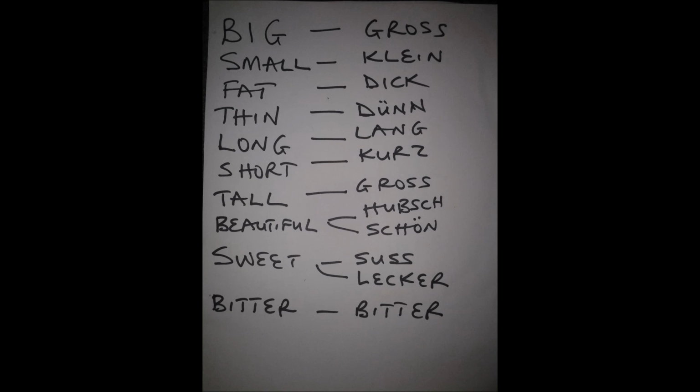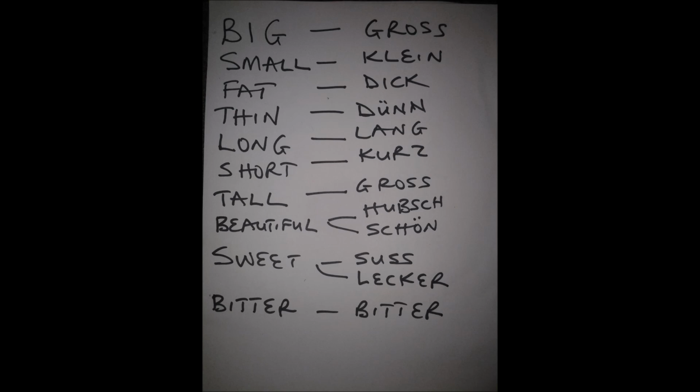Then tall. For a tall man, the man is groß. That means the man is tall. Then beautiful. Beautiful, you can say hübsch. The girl is hübsch, I mean, the girl is beautiful. Or you can use schön. The girl is schön. That means the girl is beautiful too. So you can use hübsch or schön. Both of them mean beautiful.